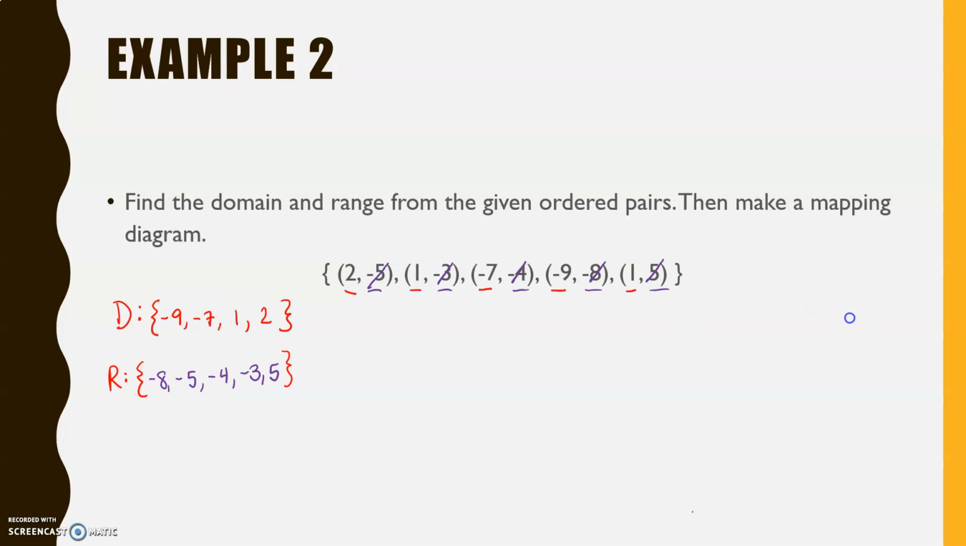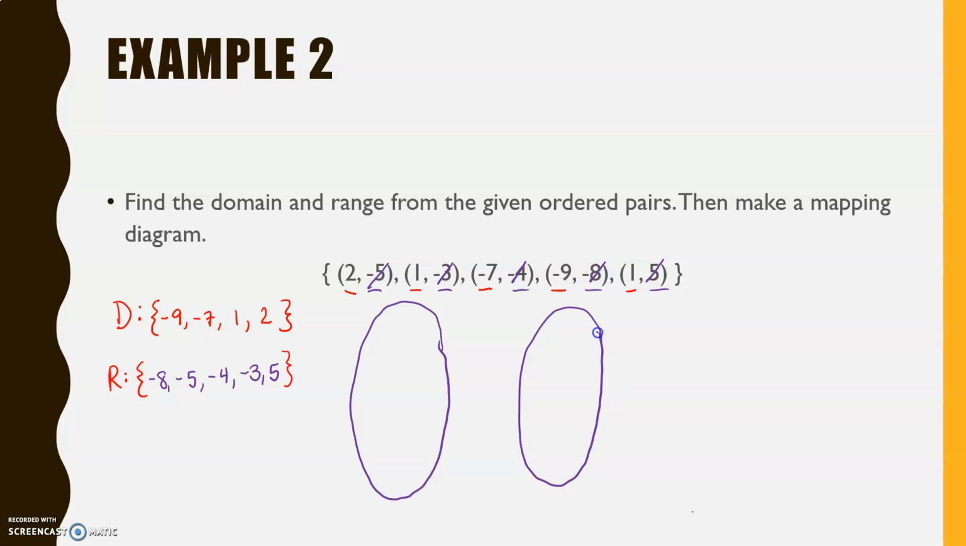And then it says to make a mapping diagram. And a mapping diagram is going to look like this. You can do rectangles. I just tend to do ovals, where the left one is our input and the right one is our output.